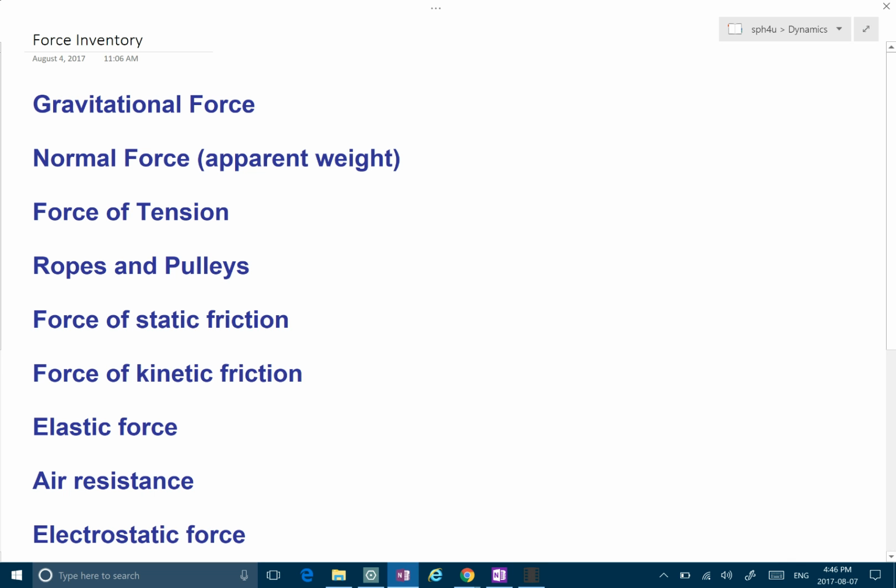So let's do an inventory of all forces that we will use in grade 12 physics. All right. So the first one is gravitational force. It's a non-contact force, one of the fundamental forces, actually. We use the symbol Fg, and the gravitational force, its magnitude is proportional to the weight, so mass times gravity, and is always perpendicular to ground.